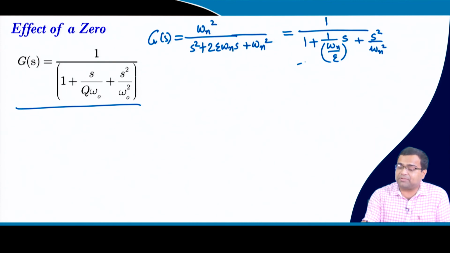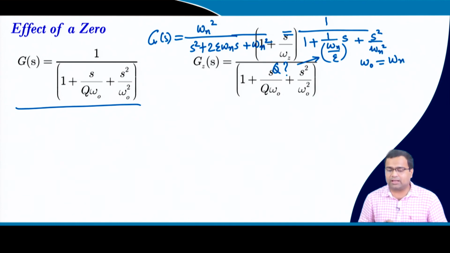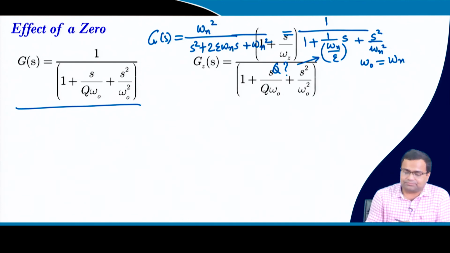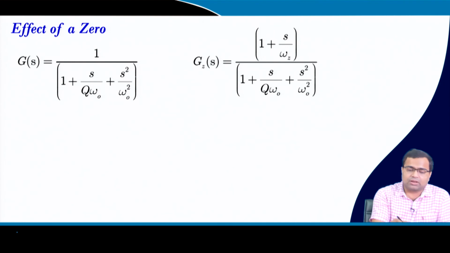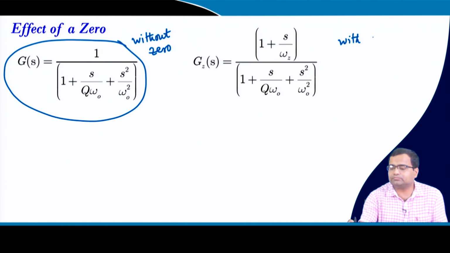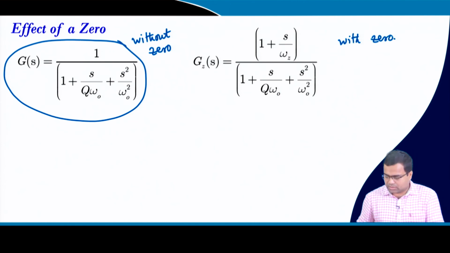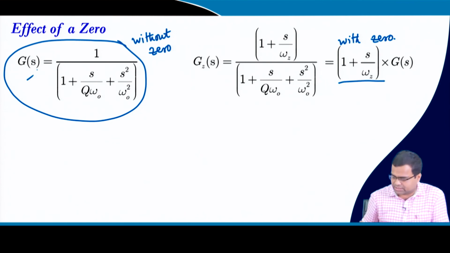So, from here you can relate what is my Q. Our omega 0 in this case is nothing but omega n. So, you can relate all this. In our case, we have found that we now have another transfer function. This is a transfer function without 0, and this is with 0. Now, it can be written as this 0 term into the original transfer function, right.